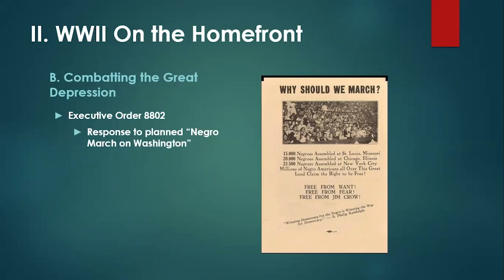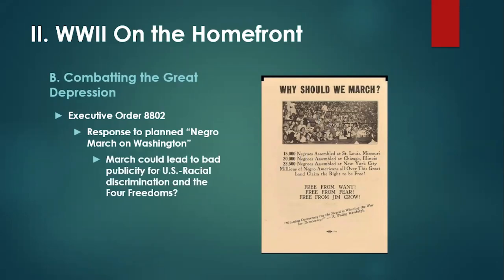So, this was a response to a planned march on Washington. And some civil rights leaders were pretty upset with the lack of employment opportunities in war industry jobs for minorities. And they were planning, as we can see here, this very large march on Washington. We're looking at tens of thousands of people here planning to come and meet at the nation's capital to demonstrate their frustration with the lack of opportunities that they were facing during the war. Now, they had other concerns as well, but this was kind of one of their key concerns.